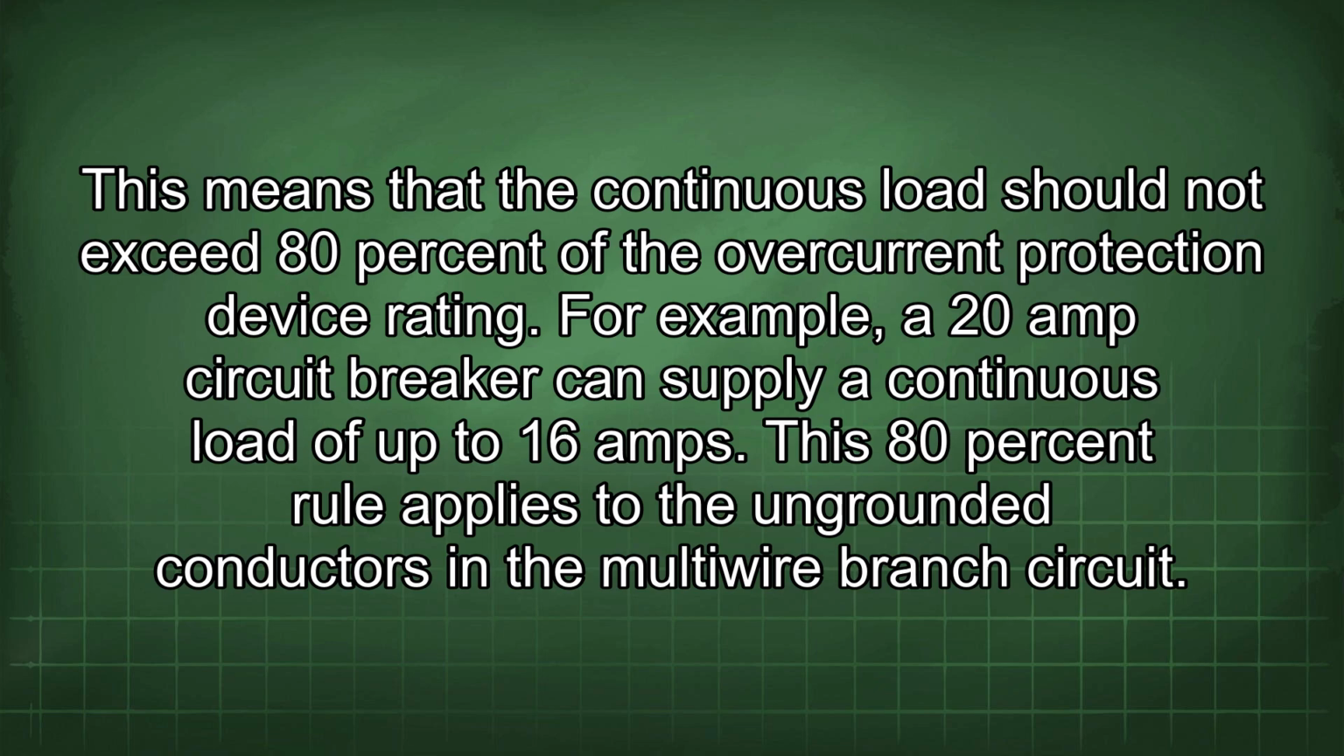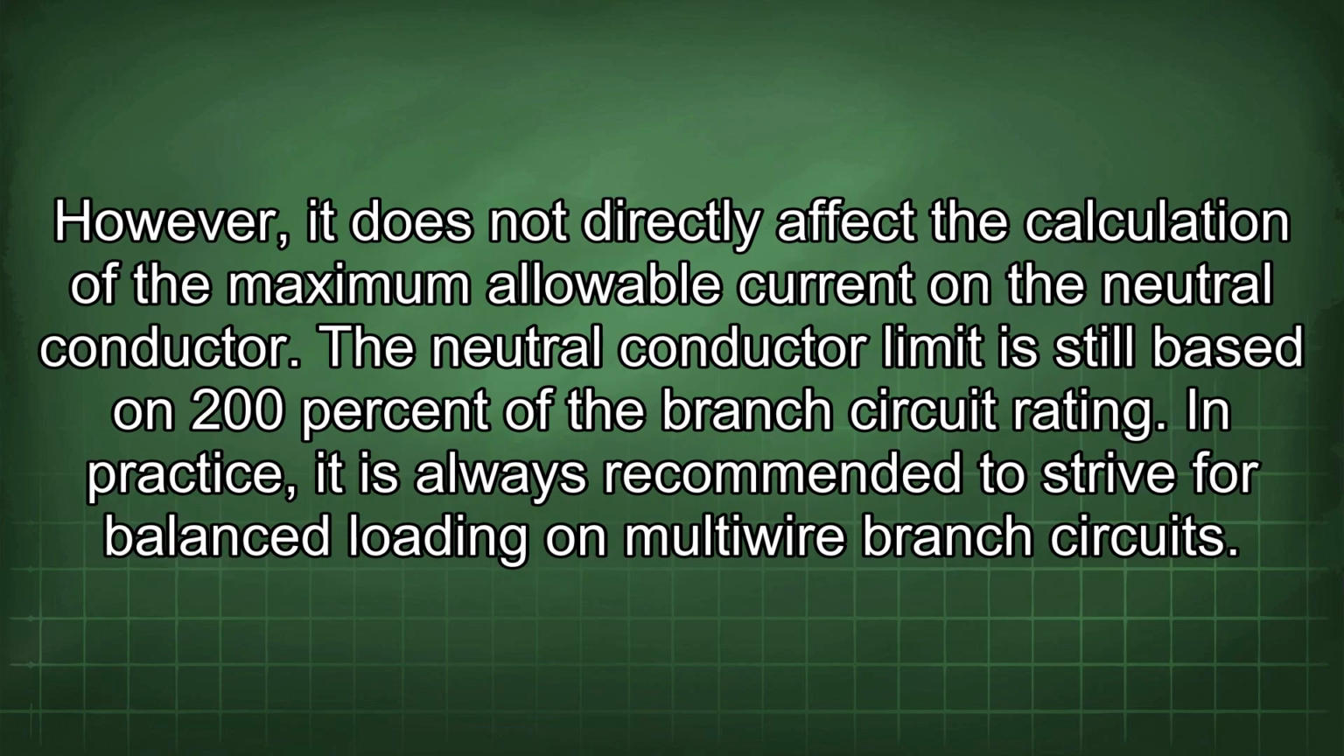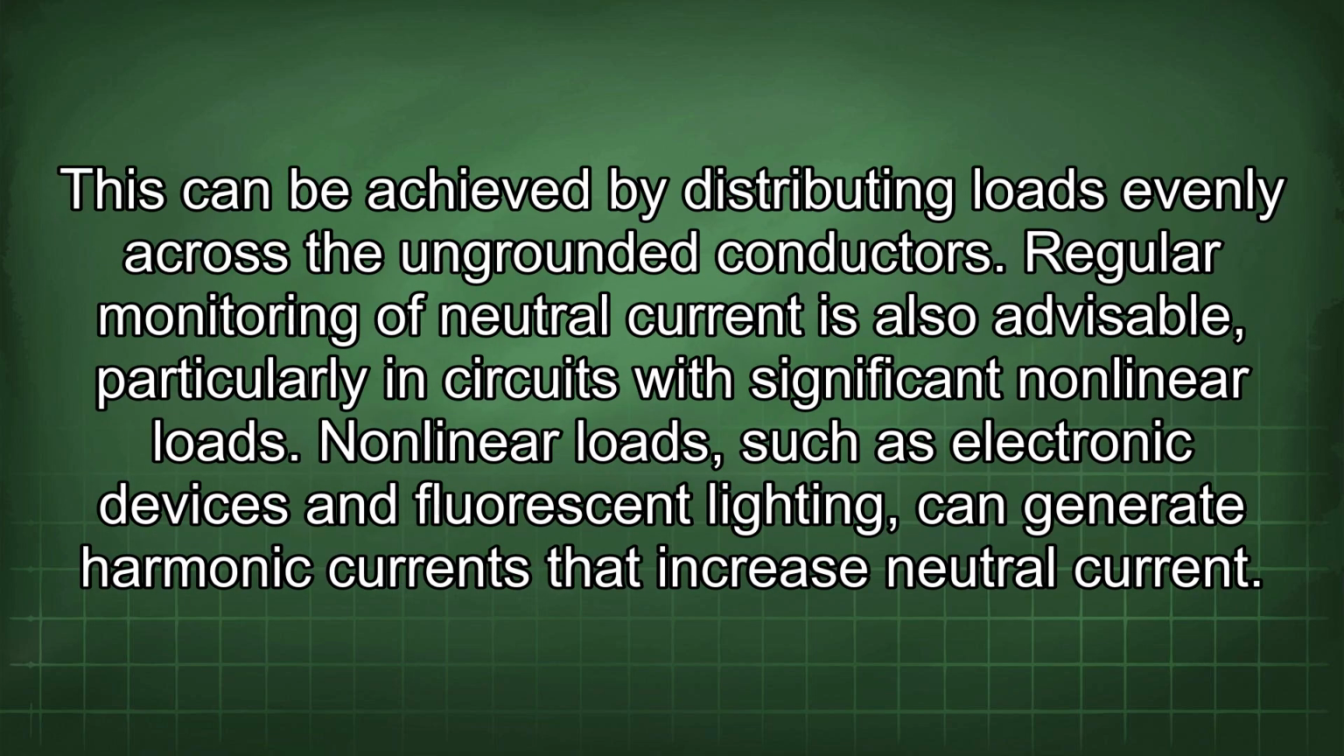This 80% rule applies to the ungrounded conductors in the multi-wire branch circuit. However, it does not directly affect the calculation of the maximum allowable current on the neutral conductor. The neutral conductor limit is still based on 200% of the branch circuit rating. In practice, it is always recommended to strive for balanced loading on multi-wire branch circuits. This can be achieved by distributing loads evenly across the ungrounded conductors.